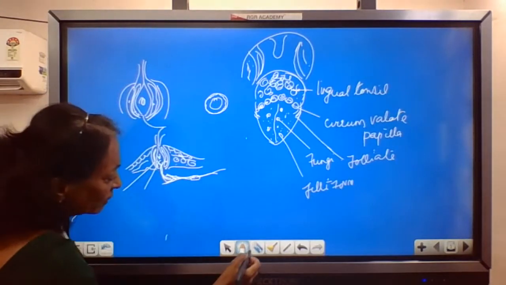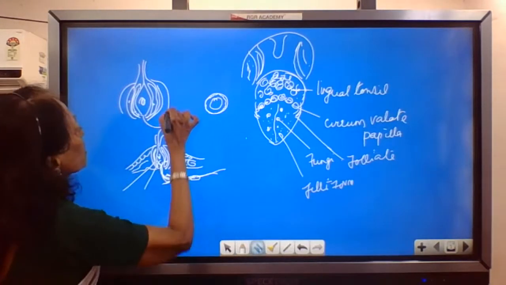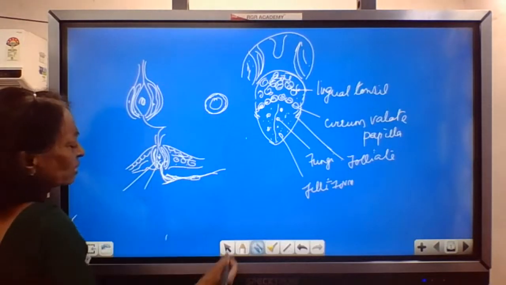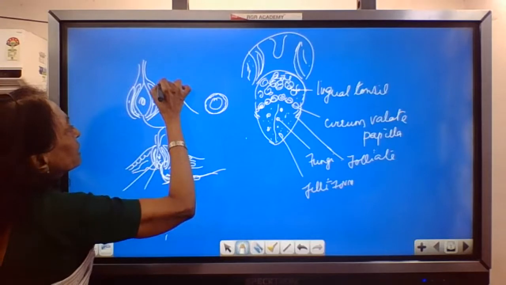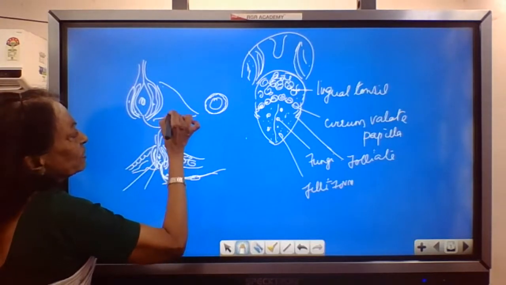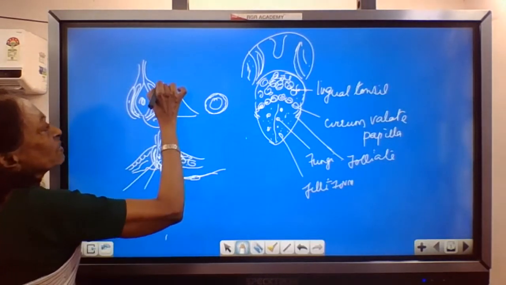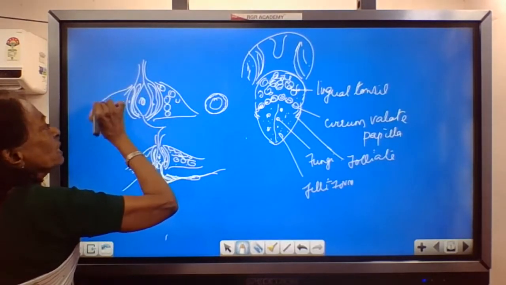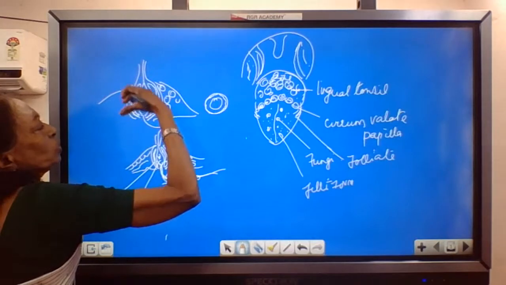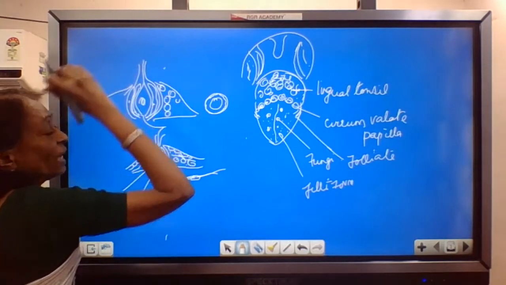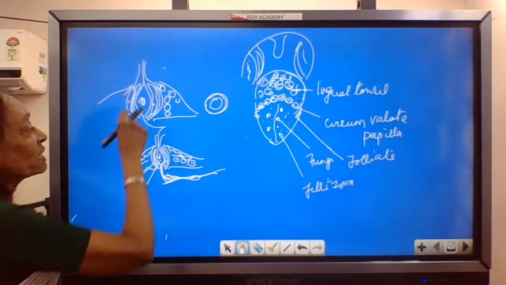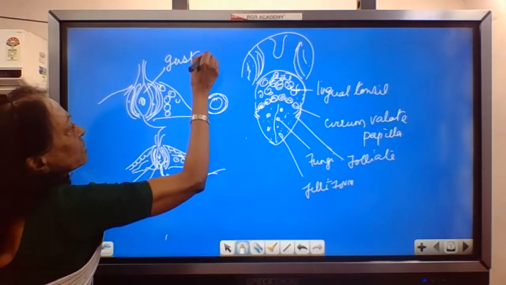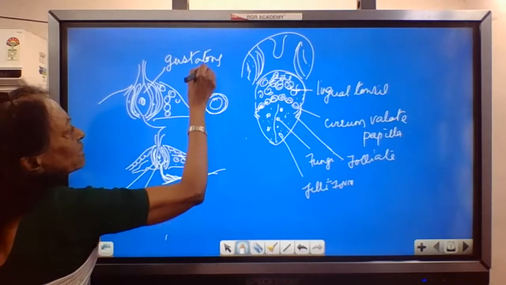Now what is papillae? Papillae is nothing but elevations on the tongue. These are lined by cells, this is the tongue surface. Now these are all the cells of the tongue. So this whole elevation is known as papillae. This whole elevation is called papillae. What is the actual sense organ? Gustatory cells, or sensory cells.